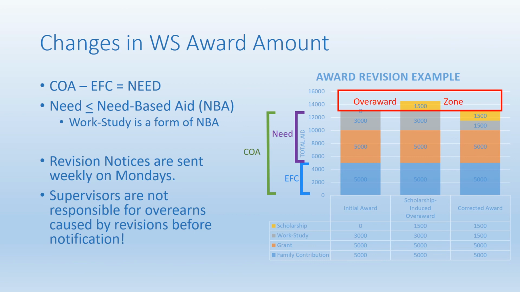However, after the notification is sent, if that student continues to work, we cannot be responsible for those over earnings. We simply don't have the resources to pay for it. But then again, it's a very rare situation where that occurs. Most of the times the over earnings happen well before the student has exhausted their award.